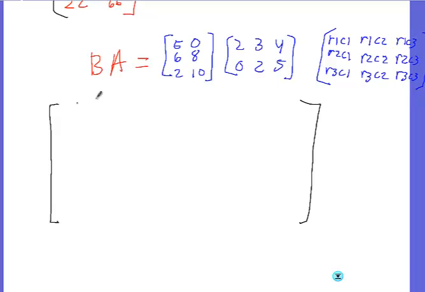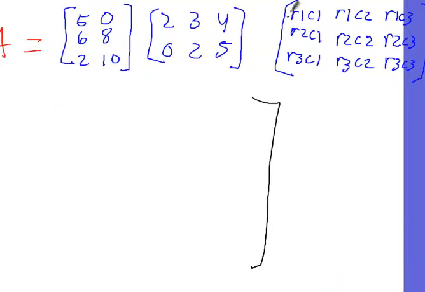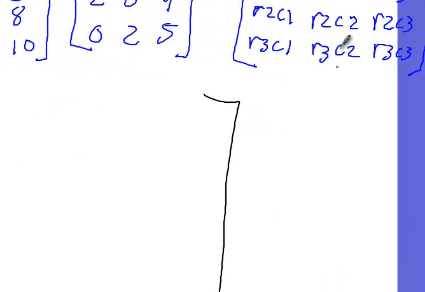We're going to do row 1, column 1. On the top left, it's row 1 times column 1. 5 times 2 is 10, plus 0 times 0 is 0. Row 2, column 1. Row 2 is 6 and 8. Column 1 is 2 and 0. 6 times 2 is 12. 8 times 0 is 0. Row 3, column 1 is the bottom left. 2 times 2 is 4. 10 times 0 is 0. So we did the first column.